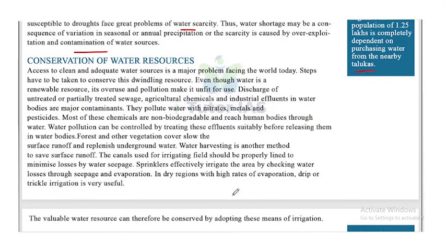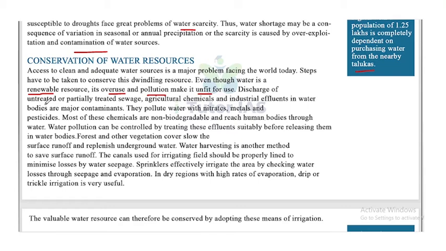How to conserve the water resources, or conservation of water resources. Access to clean and adequate water sources is a major problem facing the world today. Steps have to be taken to conserve these dwindling resources. We know water is a renewable resource, but its overuse and pollution make it unfit for use.